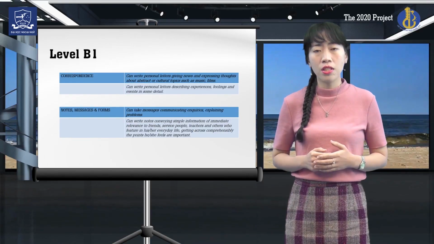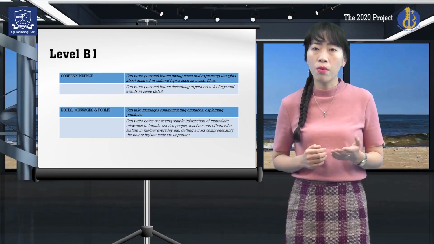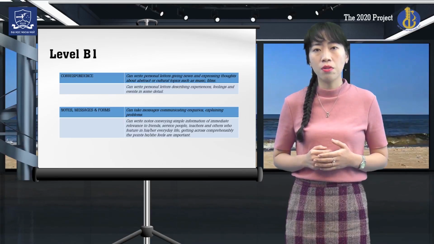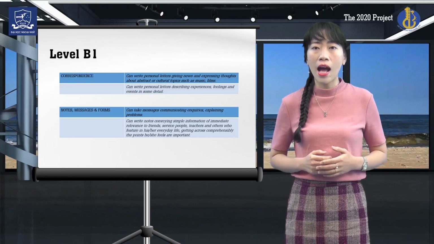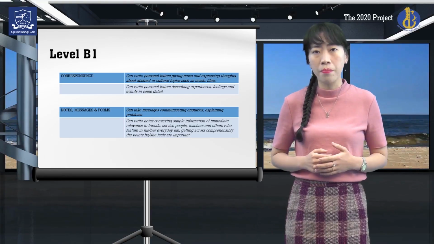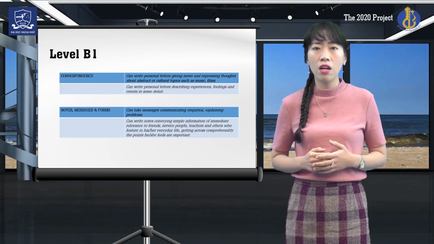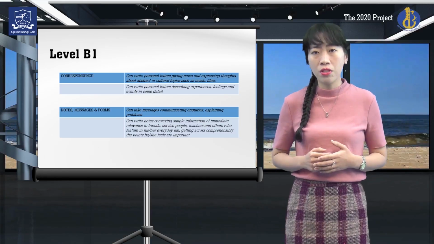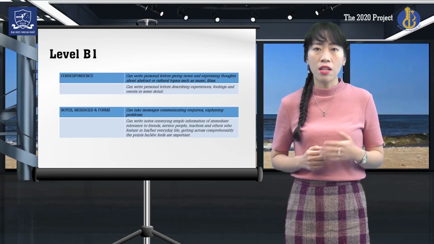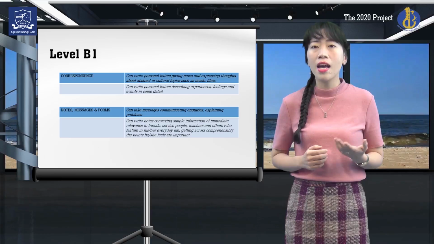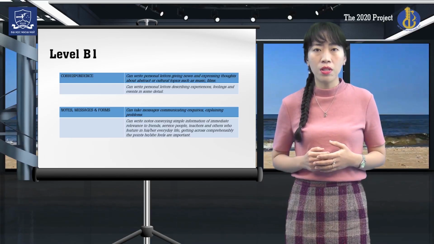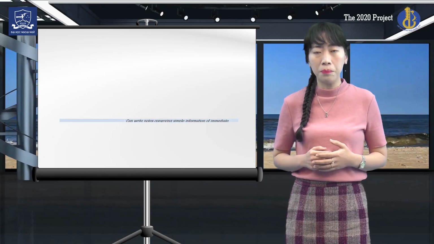With notes, messages, and forms, learners at B1 can both write a note to others or, a bit more difficult, receive a message from someone else. When someone calls in, a B1 learner can receive messages in which the caller asks a question or describes a problem. Or when they need to leave a note to others, they can write everyday notes to people around them, such as friends, service people, teachers, neighbors, co-workers, and so on. And they are able to express important points in their notes.